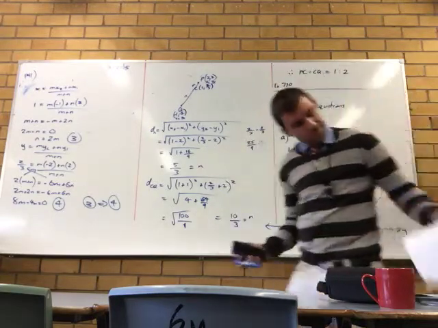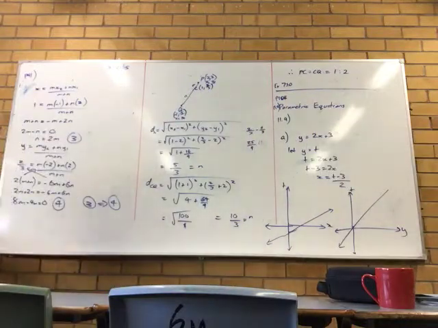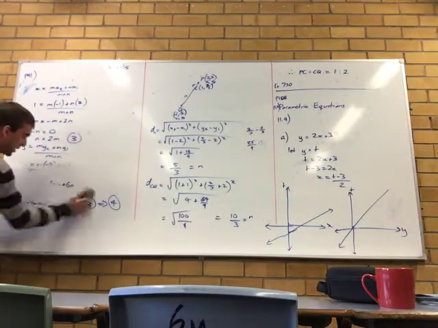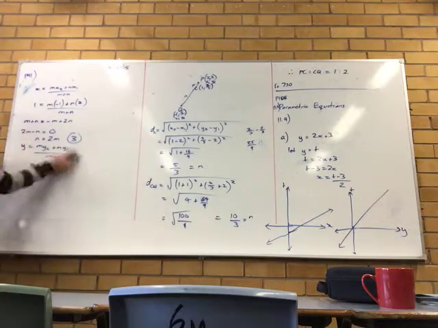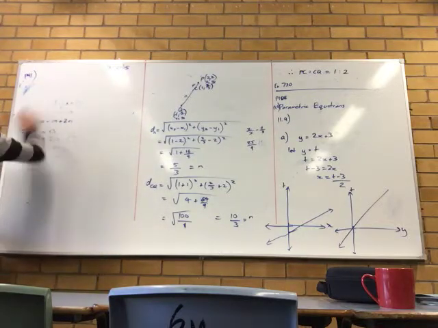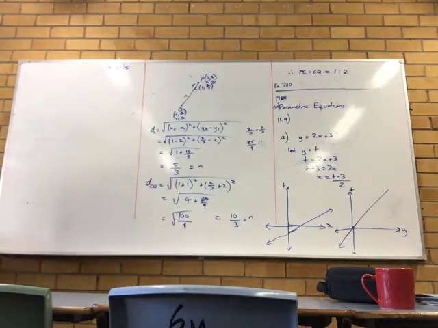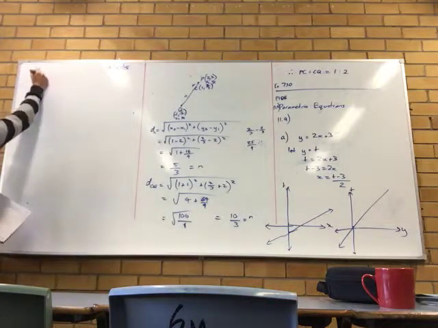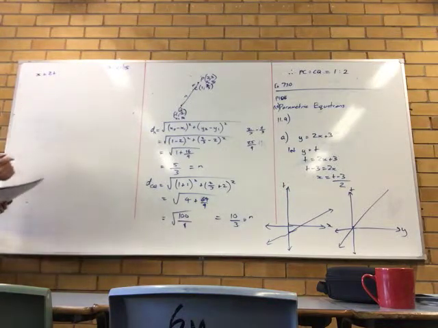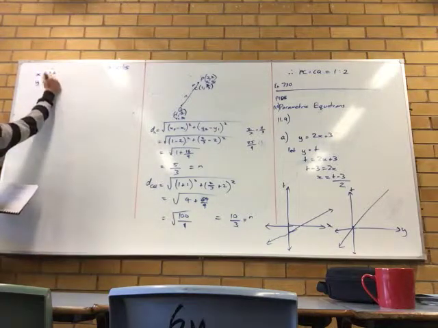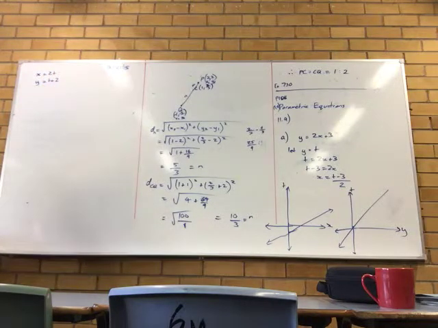Right. B. Find the Cartesian equation. Okay, so now going back the other way. So we have x is 2t and y is t plus 2. So we have two parametric equations, because we have the third parameter involved. We've got x, y, and t. All right, to get it back to Cartesian form, we need to eliminate the variable t.